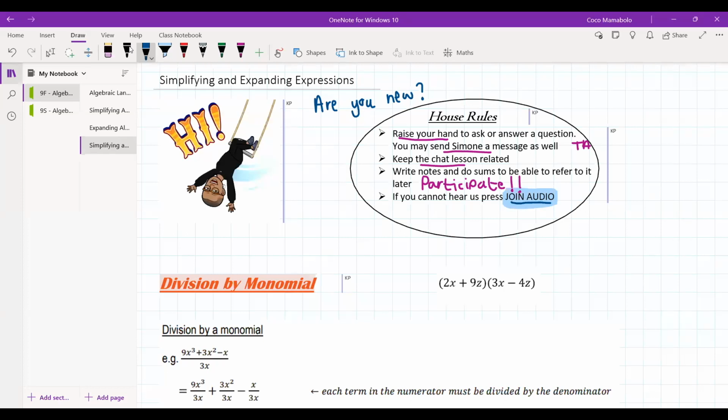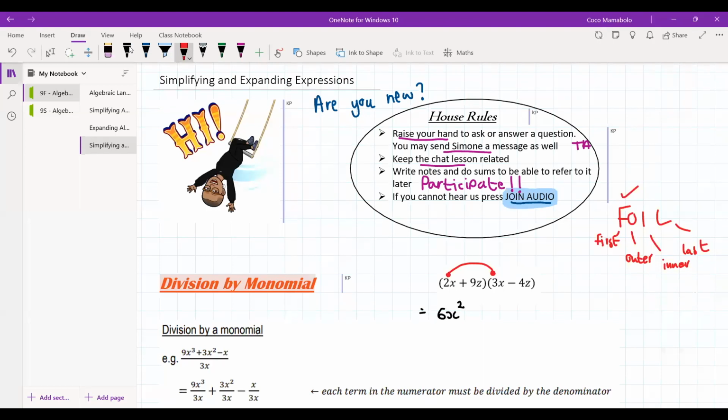So we were talking about FOIL, and we said that FOIL stands for first, outer, inner, and last. That means that when we multiply each of these, we need to do exactly that in each of the brackets. When it says first, I'm going to multiply the first term in this bracket with the first term in the second bracket. So I'm going to go 3x times 2x, which will give me 6x squared. And then that's fixed. So we've done the first part of it.